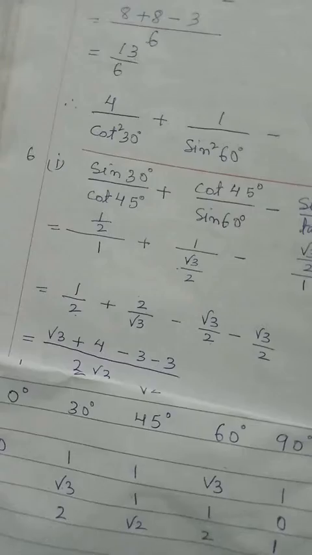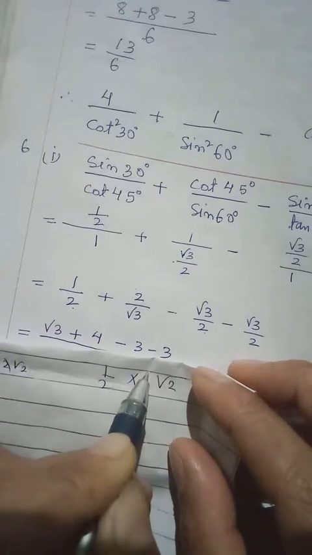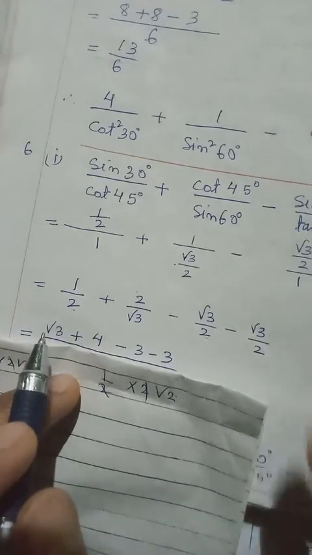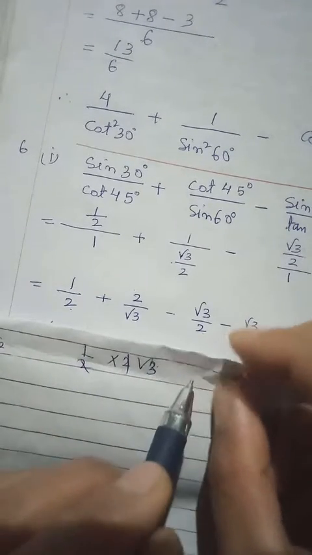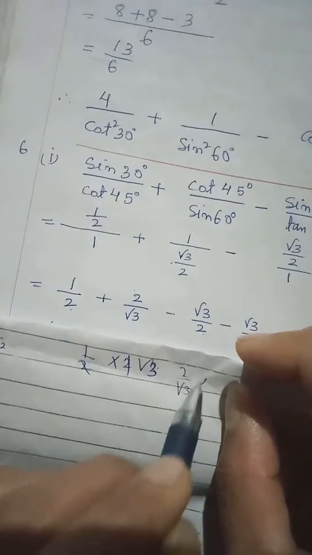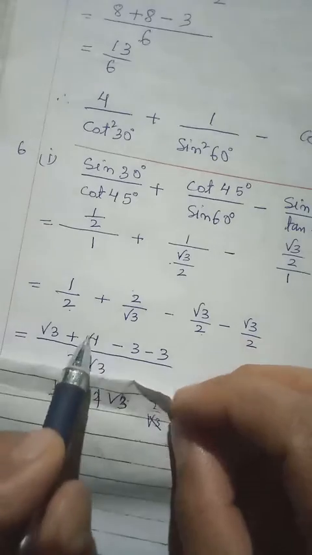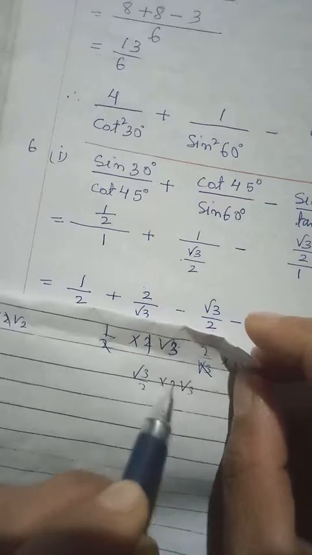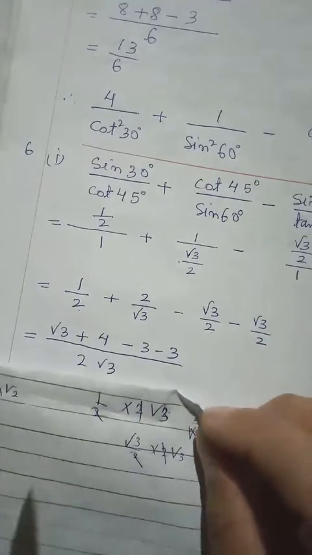Then we take the fraction, we multiply with the LCM, right? 1 by 2 into LCM, 2 root 3. 2, 2 cancel. Root 3 into 1 is root 3. Then 2 by root 3, we divide 2 root 3 by it, the LCM. Root 3 cancel. 2 into 2 we have 4. Then root 3 by 2 into 2 root 3. 2 cancel. Root 3 into root 3 will be 3. Same for both, okay? Because they are similar.